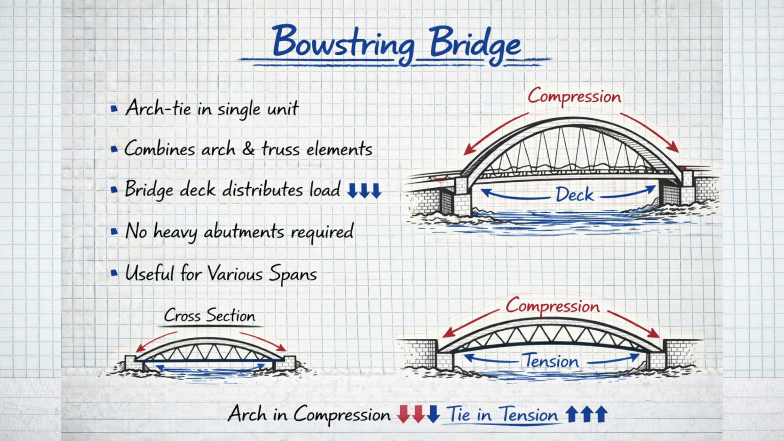10. Bowstring bridge. A bowstring bridge resembles a bow with a curved arch and a horizontal tie acting like the string. The tie resists the outward thrust of the arch. The arch works in compression while the tie handles tension. It is a variation of the tied arch bridge.